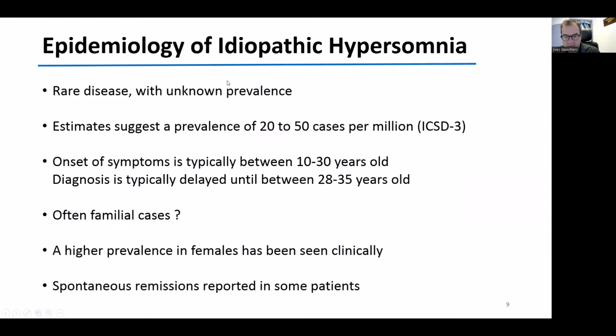It's a rare disease, with unclear prevalence, because it depends on the definition and the tools you use to be sure of the diagnosis. Estimated prevalence is 20 to 50 cases per million. The onset is between 10 and 30 years old, but the delay of diagnosis is long, and we diagnose patients after 20 years old, till 35 years old, even older. Often there are familial cases, but not very well defined, with no good studies on that.